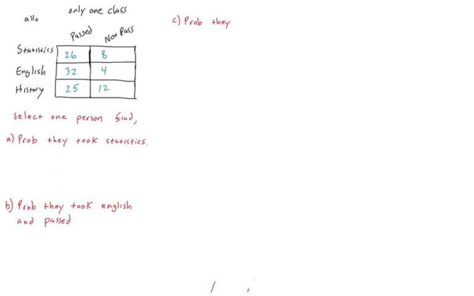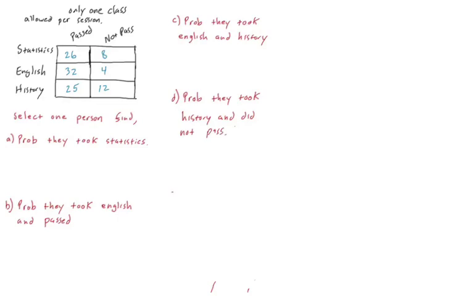But let's put a little subnote here. Let's pretend they're only allowed one class per session, like a winter session or something, where they were only allowed to take one class at a time. So probability they took English and history. Probability that they took history and did not pass. Probability they took statistics or English.